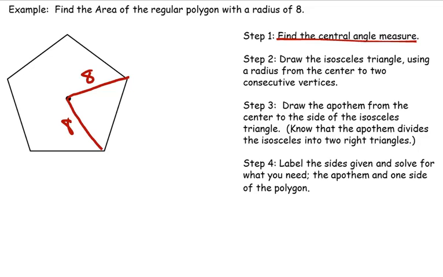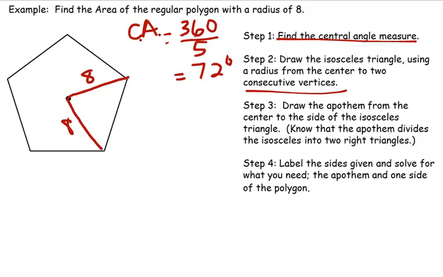Okay, first step then. First step is to find my central angle. So remember that the central angle equals 360 degrees around the whole center point, divided by the number of sides, which in this case is 5. 360 divided by 5 is going to be 72 degrees. Step 2 is to draw the isosceles triangle using a radius from the center to 2 consecutive vertices. Well, I already did that. I put my 2 lines here from the center to consecutive vertices to give me that isosceles triangle.